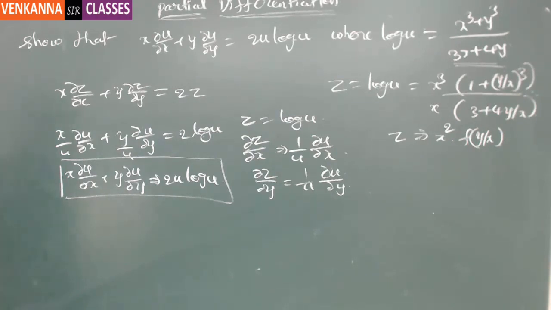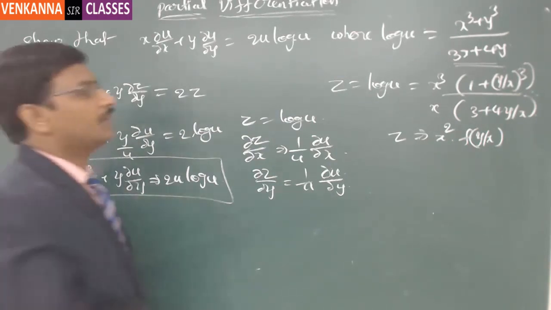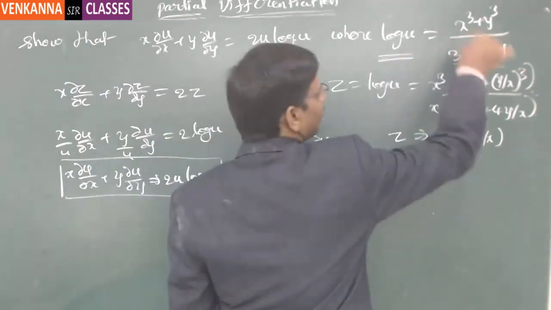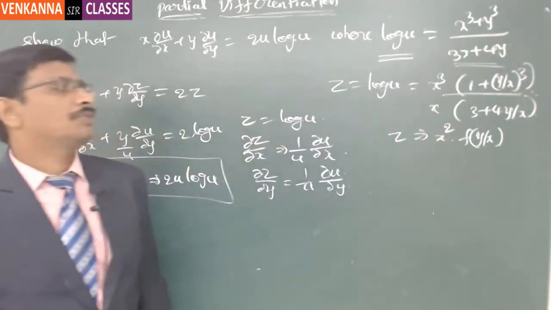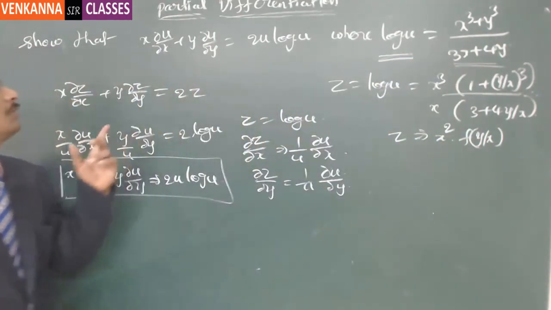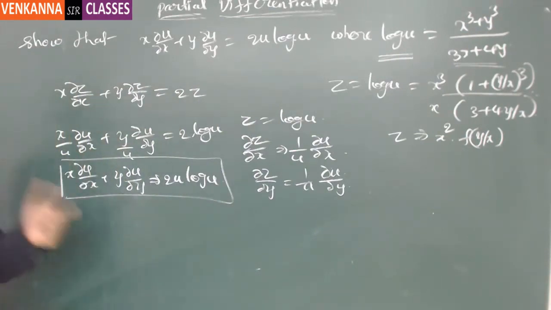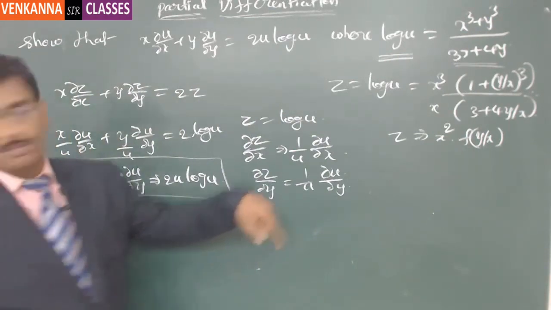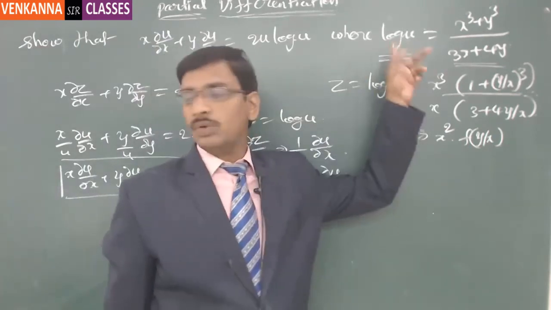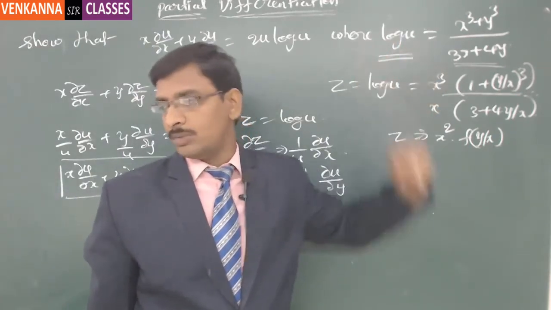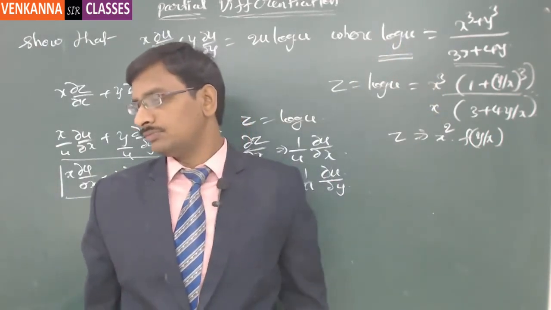Surabhi, what is the doubt you have? Here log u is given this way. The principle x ∂u/∂x + y ∂u/∂y can be applied only for a homogeneous function. But here log u is a homogeneous function, but u is not a homogeneous function. Got it?